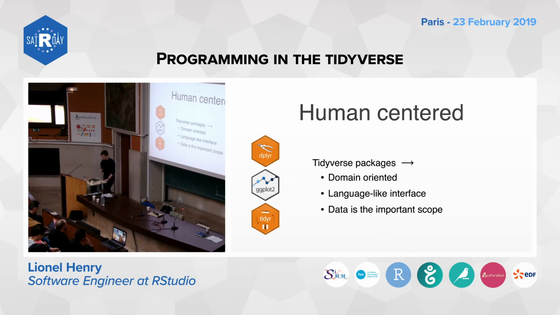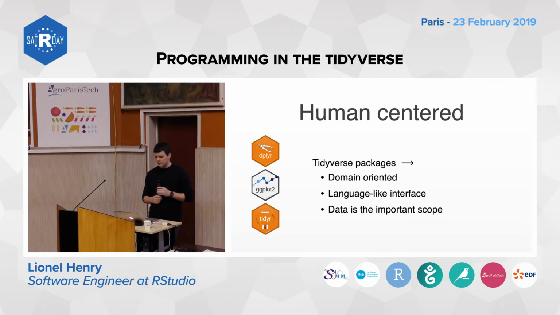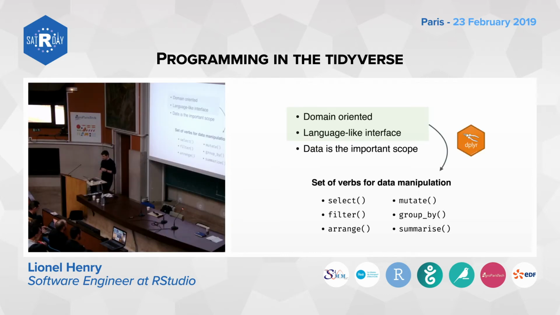So what it means concretely for Tidyverse packages, the human-centered principle, is that all these packages are domain-oriented, such as graphing plots or cleaning data. They have a language-like interface, and data is the important scope in the interface of these packages. So if we take the example of dplyr, the domain is data manipulation, and it is structured around a set of verbs that read like English, so it has this language-like interface.